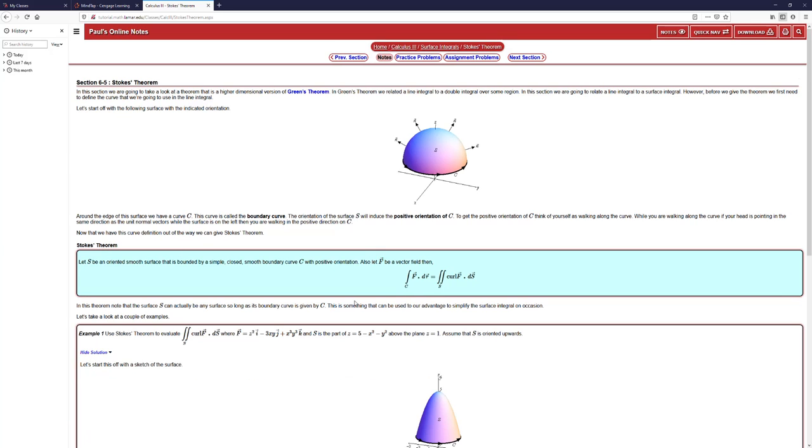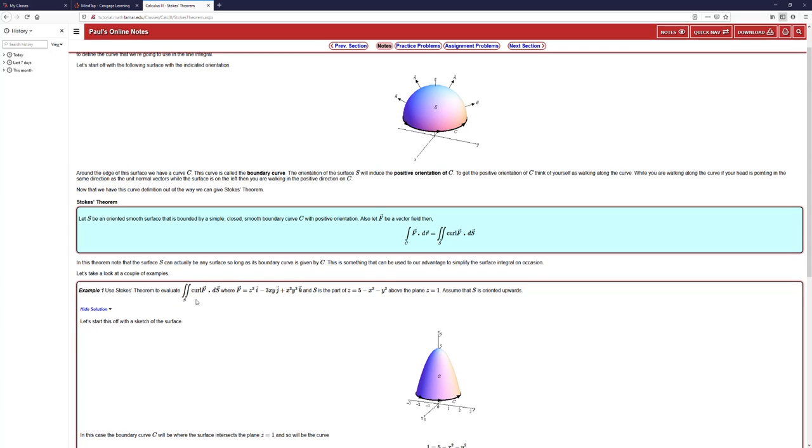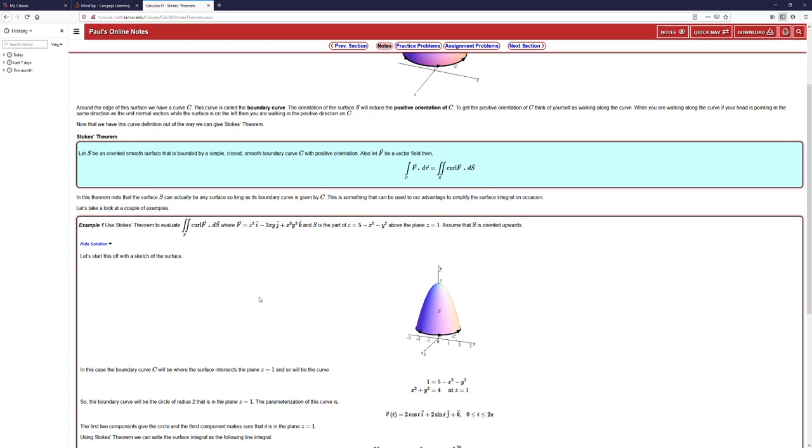Alright, so it says use Stokes theorem to evaluate the double integral of the curl of F dot dS, where this is our vector field, and the surface S is the part of z equals 5 minus x squared minus y squared above the plane z equals 1. And assume that S is oriented upwards. So we're walking around that direction there. This goes from z equals 1 up to 5, because if x and y were 0, it would be at 5. Alright, so there's the sketch.